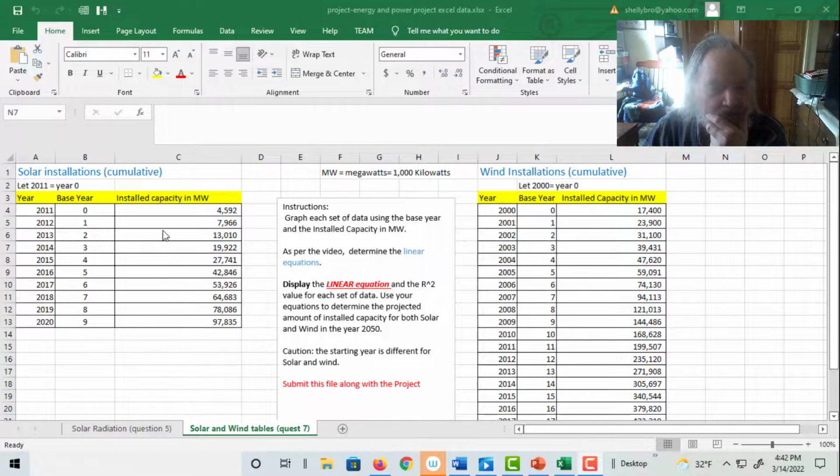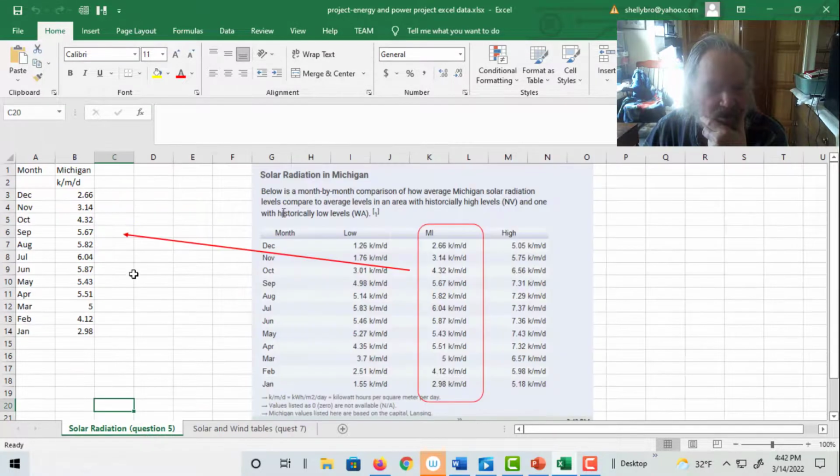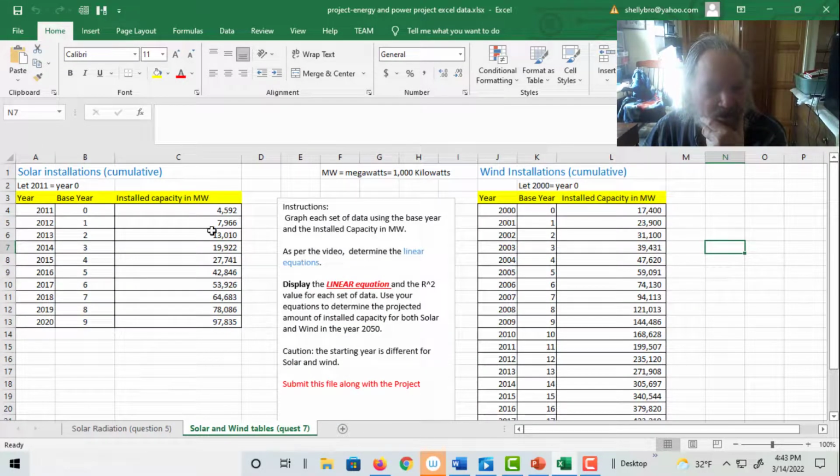So, just a quick overview as a summation. These are the two Excel files that you download and work with. The first one, you're just finding the average of the Michigan kilowatts per square meter per day. This is this data, so you're just finding the average there, and you'll read about it. Then here's the solar that you'll use for your linear model, and here's the installed wind that you'll use for your linear model. And of course, you'll put the graphs in with the linear equation that you grab.